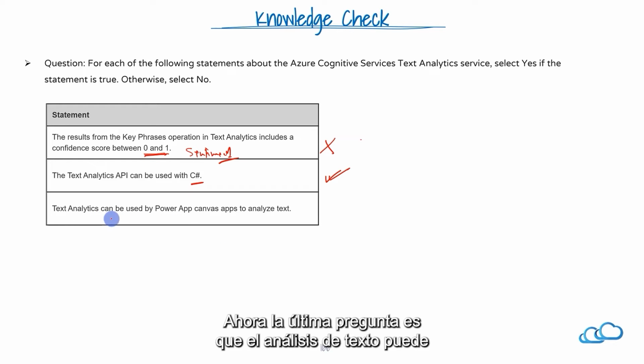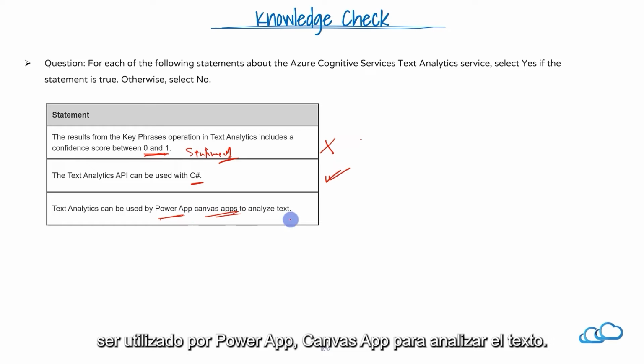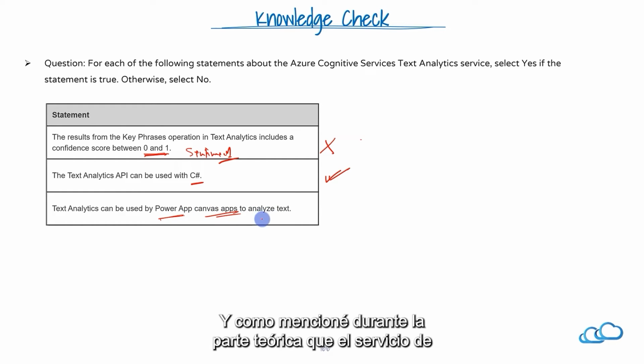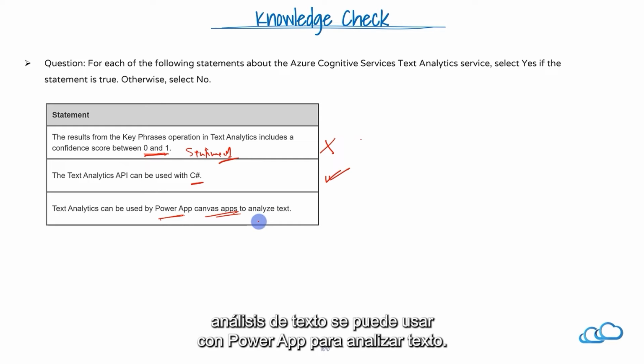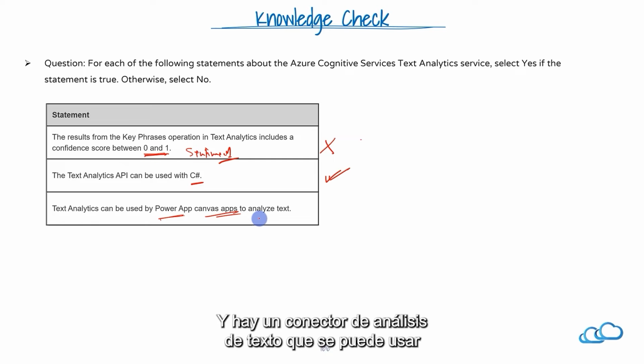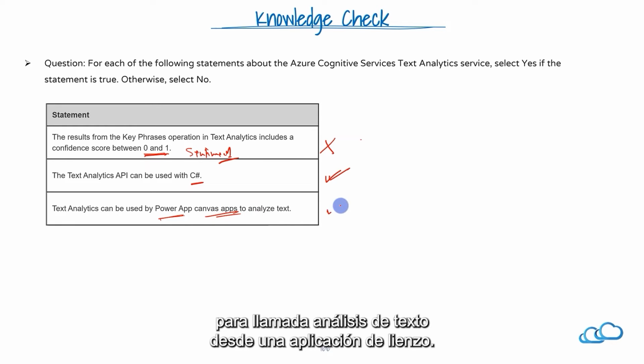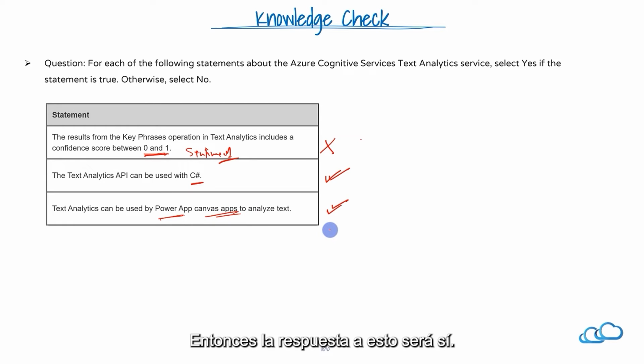Now the last question is, text analytics can be used by a Power App Canvas app to analyze the text. And as I did mention during the theory part, the text analytics service can be used with Power Apps to analyze text. There's actually a text analytics connector that can be used to call text analytics from a Canvas app. So the answer of this will be yes.